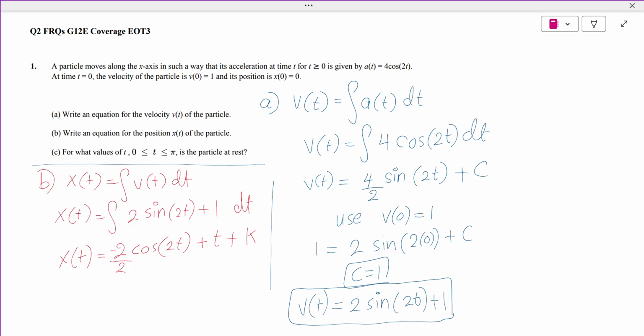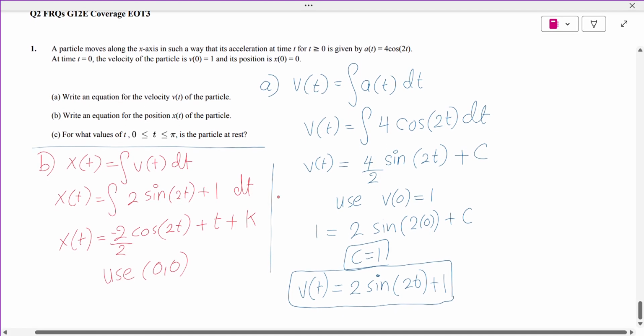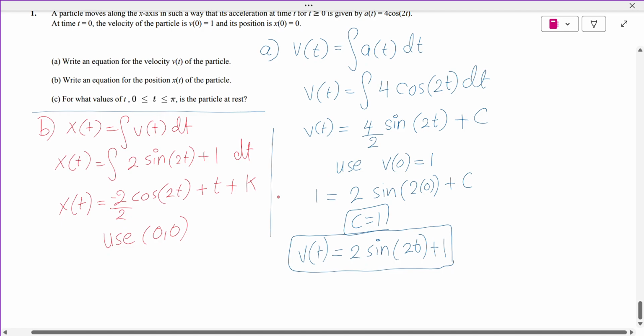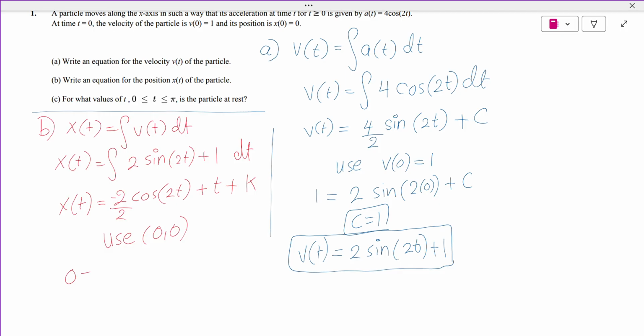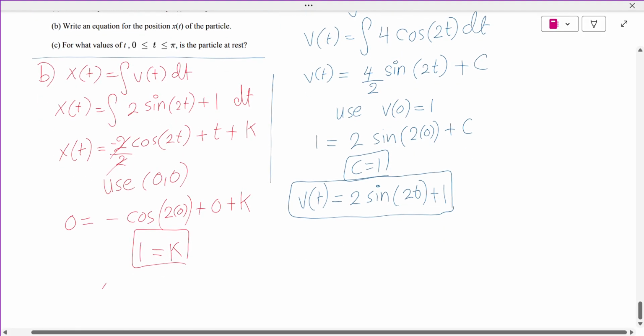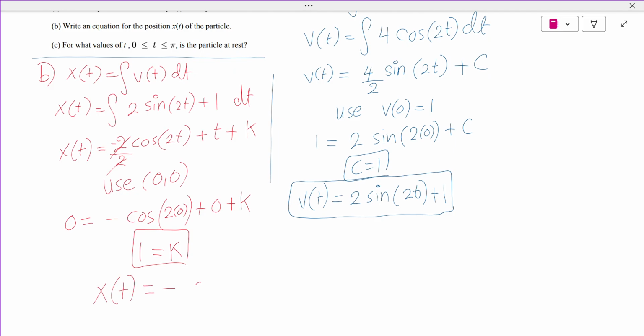So we can use the initial condition. Now we can use what? 0 and 0 to find the value of the constant k. Still, again, you can name it c, okay? So x of 0, which is 0, is equal to negative 2, well, the 2s we can cancel them, so minus cos of 2 times 0 plus 0 plus k, and in this case k would be minus 1. Get it to the other side, it will be 1. So we've got k equals 1. Now x of t would equal minus cos of 2t plus t plus 1. This is the position of the particle.